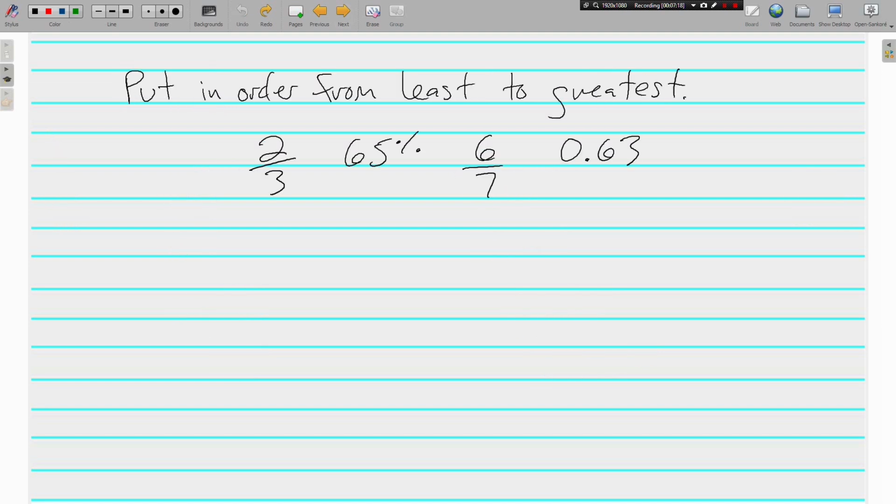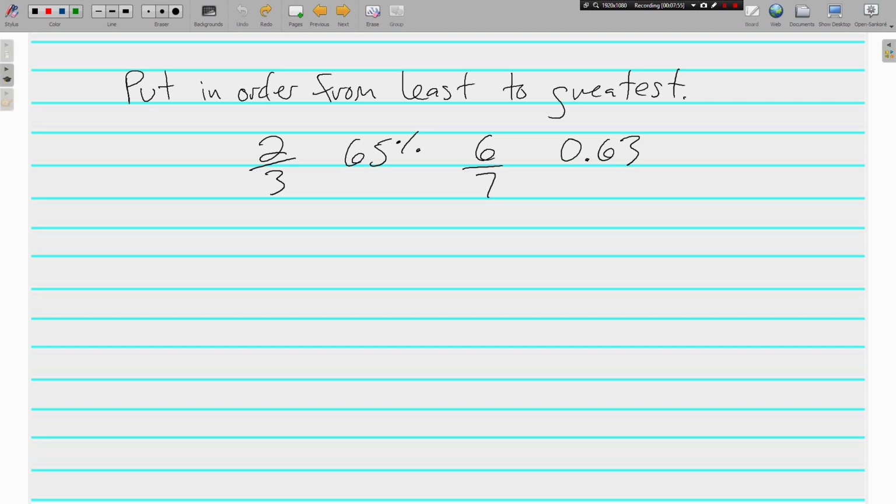Alright, put in order from least to greatest. Here we have 3 different kinds of rational numbers. We have fractions, we have percents, we have another fraction, and we've got a decimal. Before we can put them in order from least to greatest, we're going to have to convert all of them to the same form. And it doesn't matter what you convert them to. If you want to make them all fractions, fine. If you want to make them all decimals, great. Want to make them all percents? Go for it. But you have to make them all the same thing so that it's easier to compare them, so you can put them in order.